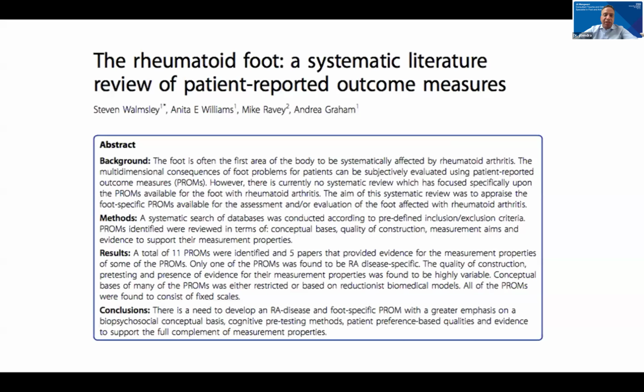What really matters to the patient is not clear. We have a variety of patient-reported outcomes, but they're not specific for rheumatoid. This is the only paper in a systematic literature review which outlines that we need a separate set of core outcomes for rheumatoid patients.